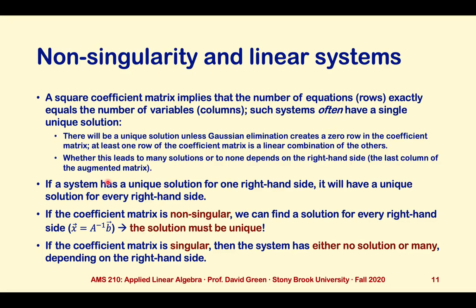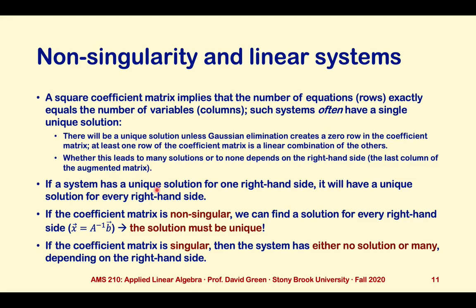Corollary to that is that if we do get a unique solution for one right-hand side, that is if we go through Gaussian elimination and every variable is a pivot, thus we get a unique solution, then it will have a unique solution for every right-hand side. Again, these rules are specific to square systems where the number of equations exactly matches the number of rows or variables. Right?